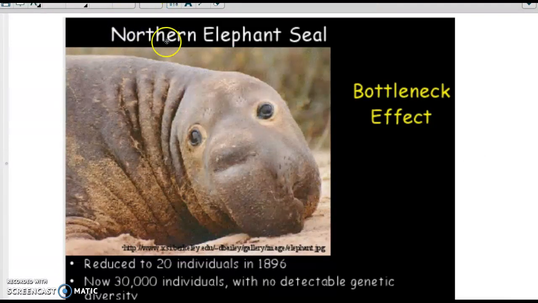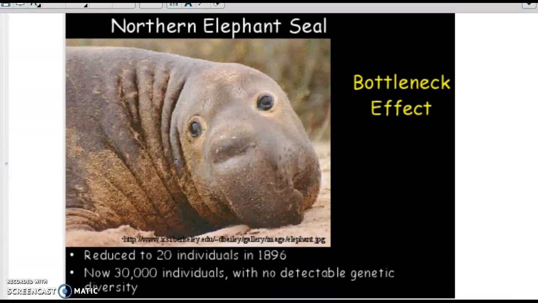Another example that I want to talk to you about is these northern elephant seals. There used to be a lot of variation in these seals, but because of overhunting back in the 1800s, they overhunted them so much that now there are only a few left, and there is hardly any genetic diversity. They don't have a lot left in the population to keep repopulating and increasing their genetic frequencies and their gene pool because of so much overhunting.